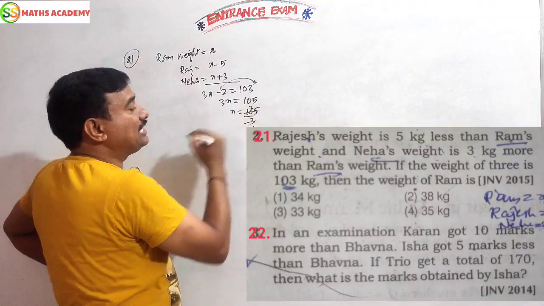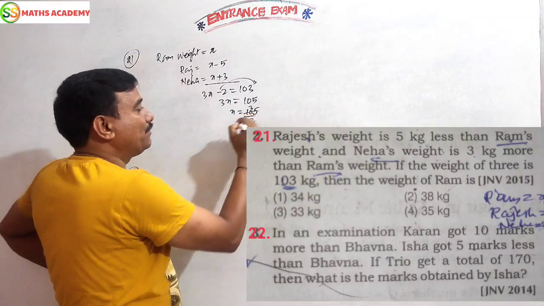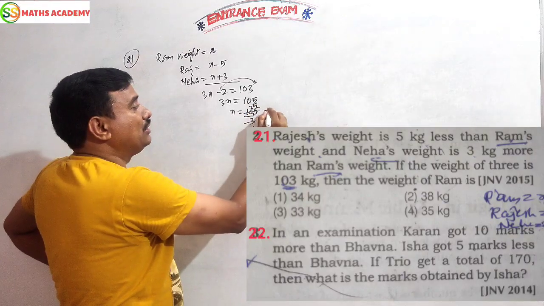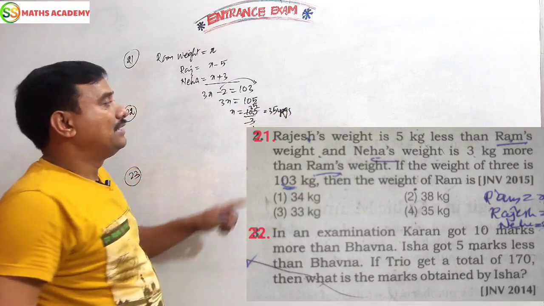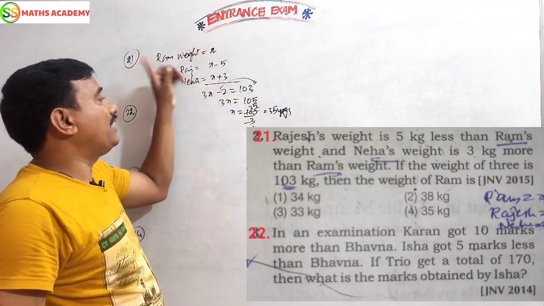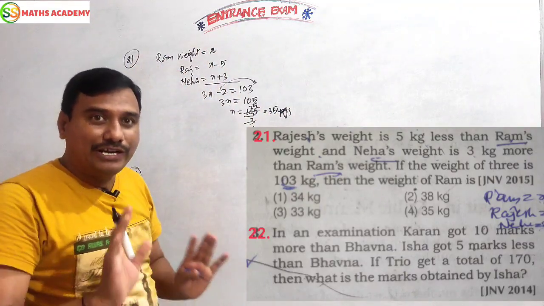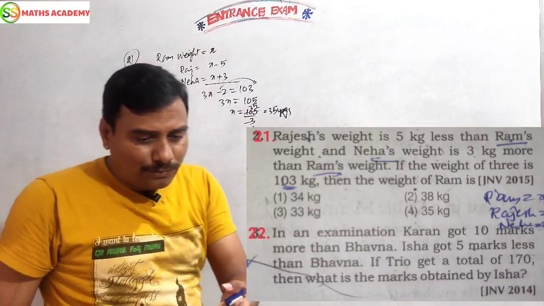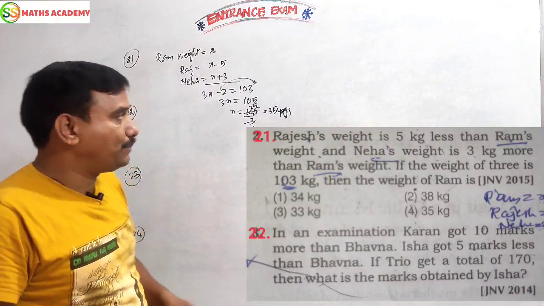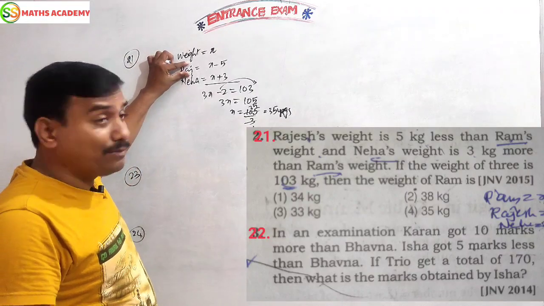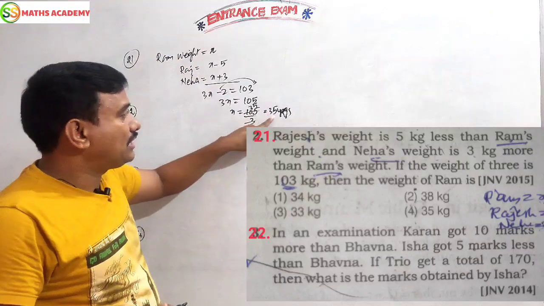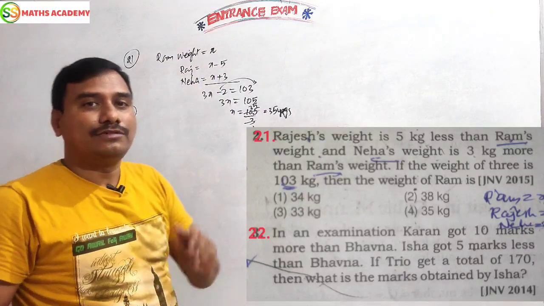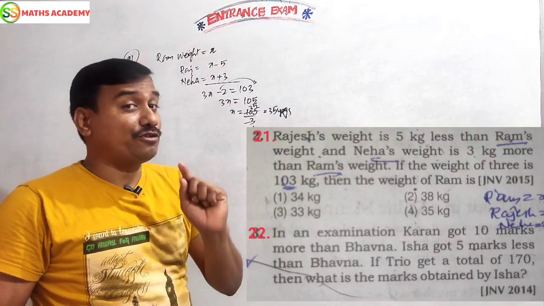3 1 ja, 3 3 ja, 9. Remainder 1, 15. 3 5 ja. So 35 kgs. Ramu's weight is 35 kg. In the question he is asking only Ramu's weight. Means 35. So the perfect answer will be the fourth option. Sometimes they may ask for example Rajesh also. Then it means 35 minus 5, 30 kgs. Keep it in mind. Okay.